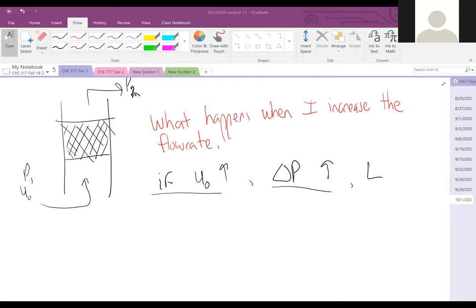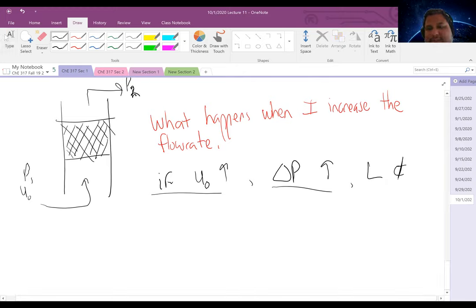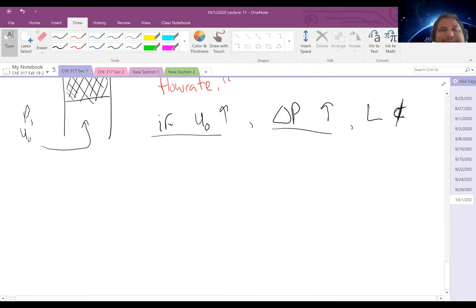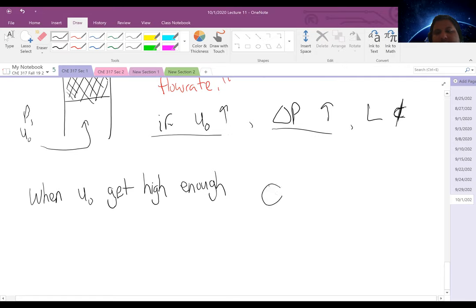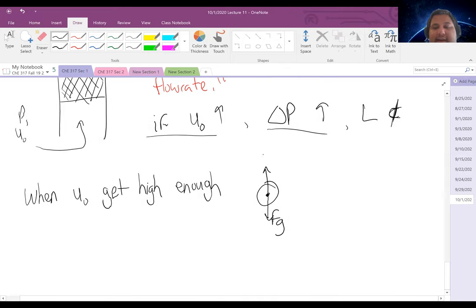I think it will also increase. In general, if I'm looking at this system with the pressure drop increasing, my length won't change at all. So I'll have a constant bed length for a system. However, when U naught gets high enough, the particle experiences a situation where the retaining forces, and in this example I'm showing a vertical bed, so we can imagine it being gravity or any sort of force that's keeping it in place, begin to get overcome by the drag force that's exerted on the particle.